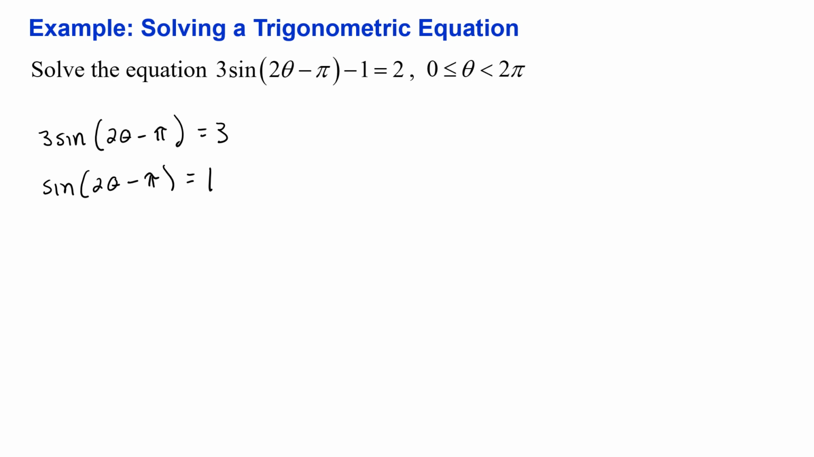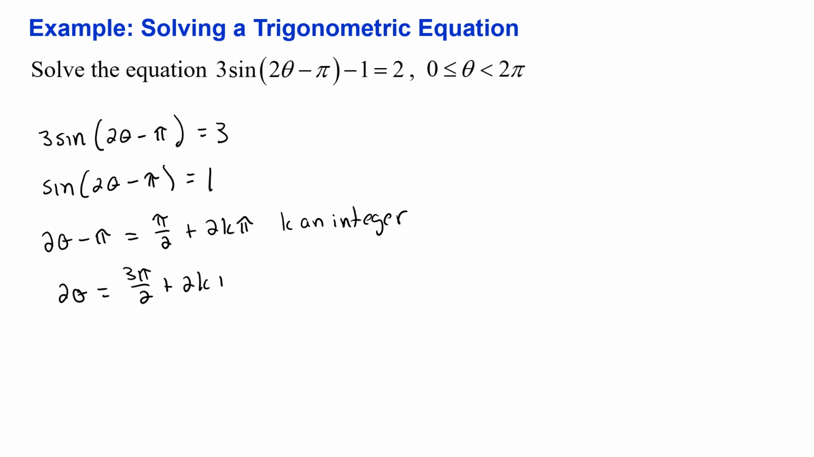Our last equation has the form of a sine function equal to 1. And we know that sine of pi over 2 equals 1. We also know the general sine function has a period of 2 pi. So we set the argument of 2 theta minus pi equal to pi over 2 plus 2k pi, for k an integer. Now let's isolate theta by adding pi to both sides. We write 2 theta equals 3 pi divided by 2 plus 2k pi. Then, dividing both sides by 2, we have theta equals 3 pi over 4 plus k pi.